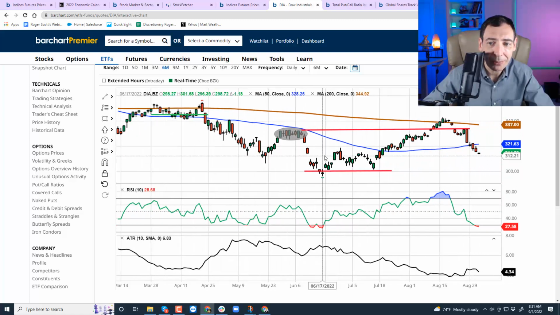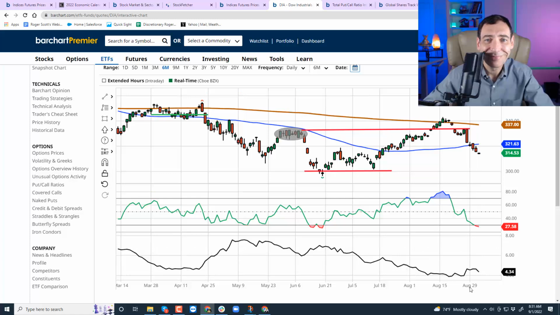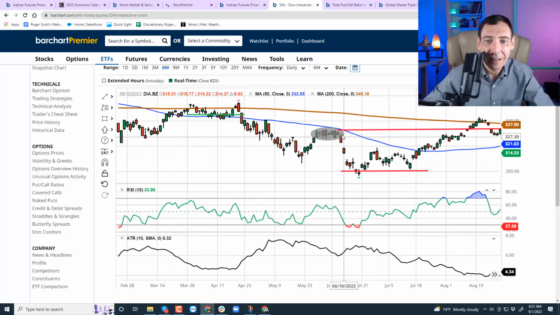Now, I want to show you something that's happening right now. We're going down, right? Is volatility increasing? It's not, is it? So I'm going to show you again. As we go down, look at this line and see if it's going up or down.